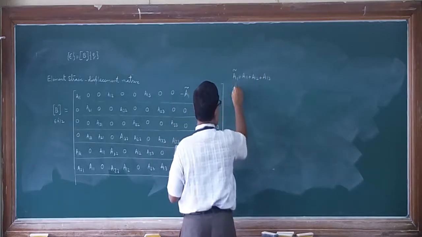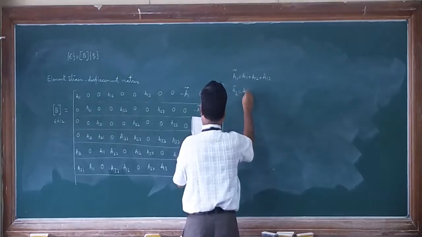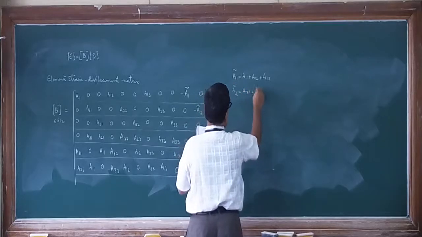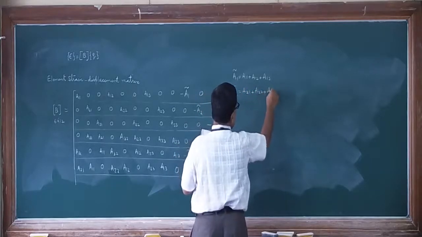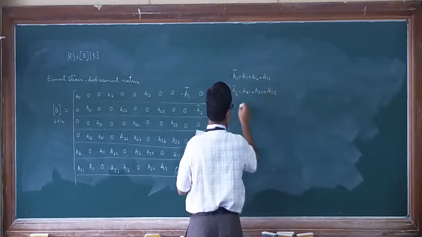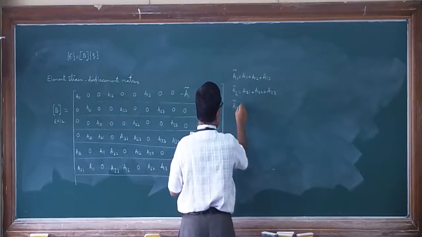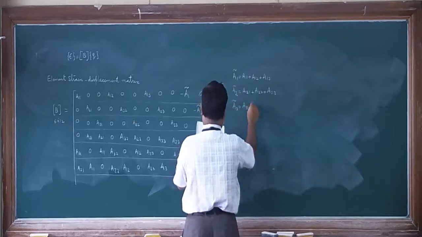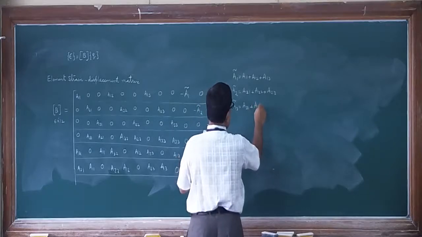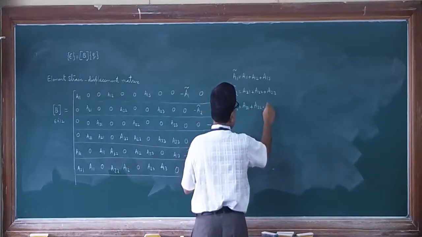Similarly, A2 hash is A21 plus A22 plus A23, and A3 hash is A31 plus A32 plus A33.